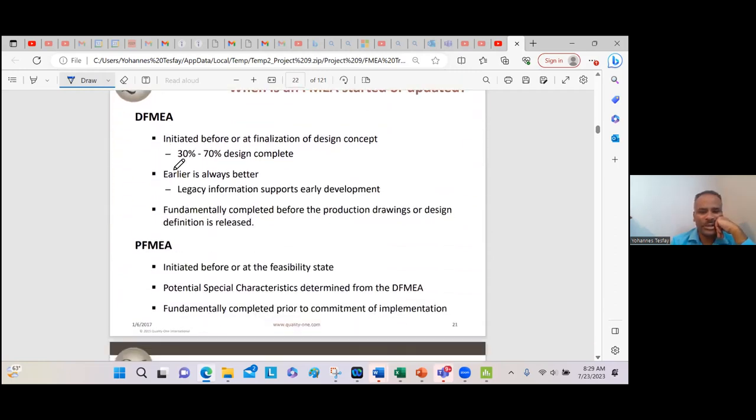Okay, the FMEA is initiated before the final design concept, when the design is from 30 to 70% complete. Earlier is always better. It is fundamentally completed before the production drawing, so before the design is released. FMEA is initiated before the feasibility stage. Potential special characteristics of the FMEA need to be discussed in the PFM. It is fundamentally completed prior to commitment of implementation.